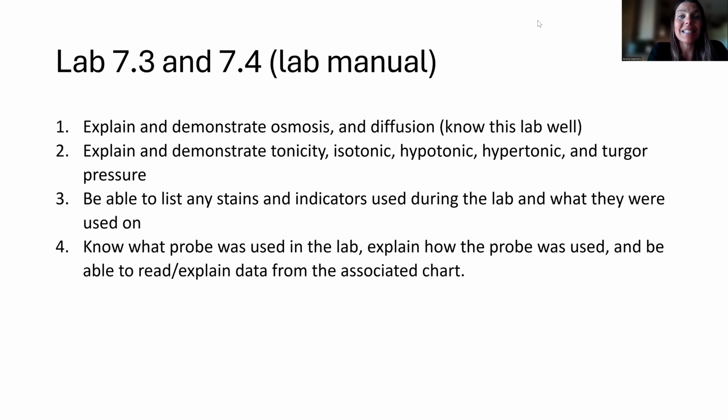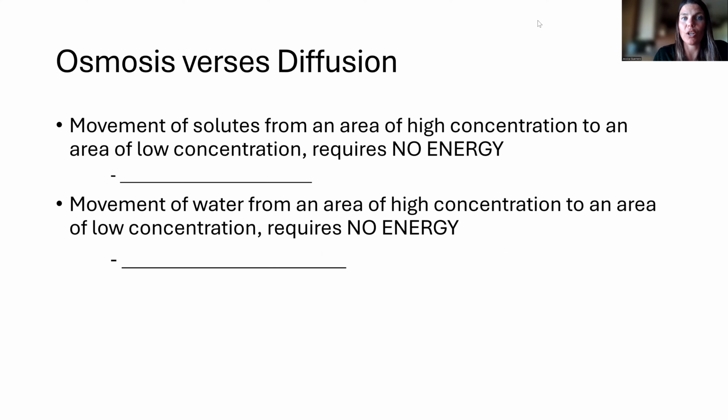Be able to list any stains or indicators that were used during this lab and know what probes were used during this lab, if there were any probes used, and explaining the associated charge. So 7.3 and 7.4 were the ones that were right outside of the lab manual. And then we went into diffusion through membrane. So I've kind of broken up those objectives to explain it in this way. So knowing the difference between osmosis and diffusion by definition. All right, and I have 2 definitions here for you to just look over and make sure you can identify.